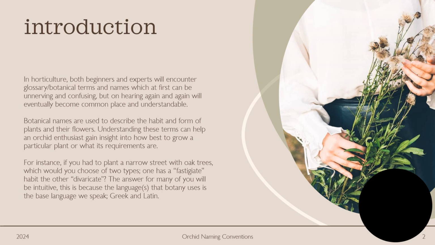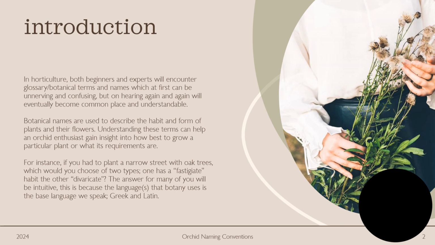The reason we use botanical names is, for instance, orchids are a huge family. There are 28,000 different species of orchids that are recorded, and then you have hybrids on top of that. So to try and name everything using just one language is almost impossible. So we use botanical terms taken from two different languages, often Greek and Latin, to try and describe the habit of plants and give some insight into how they grow.